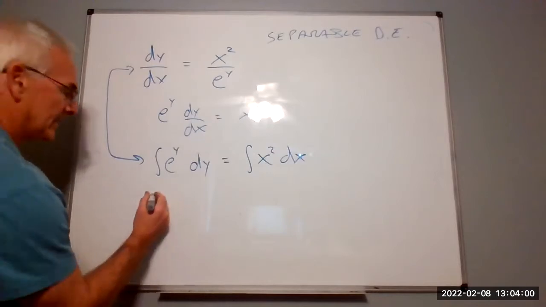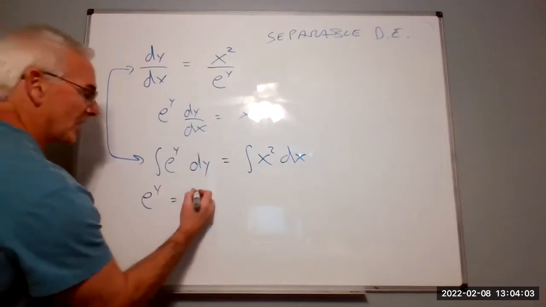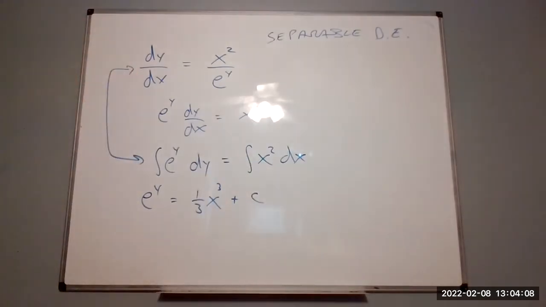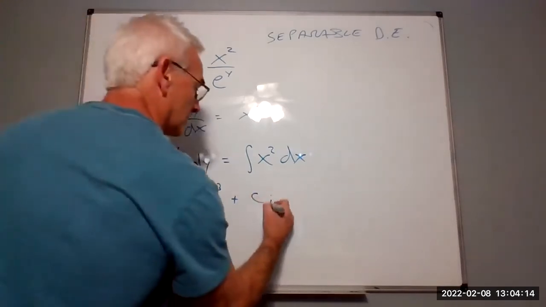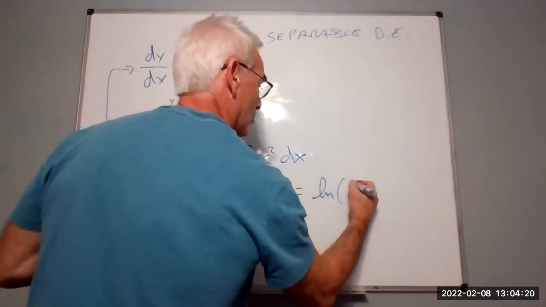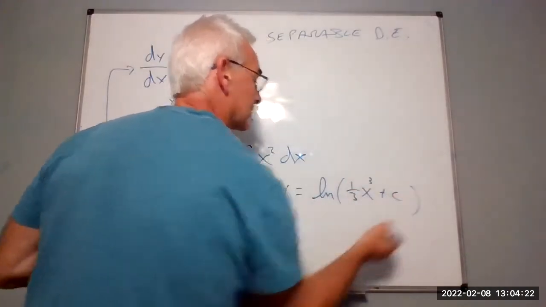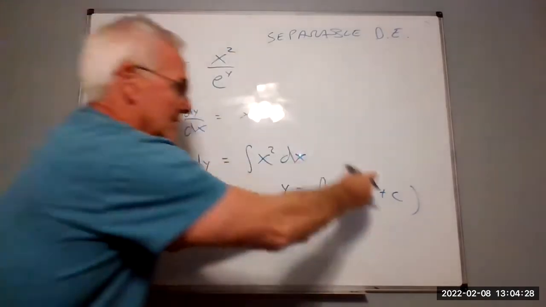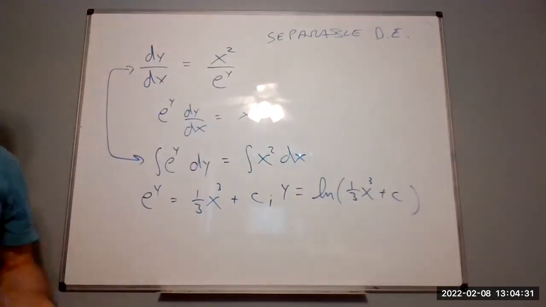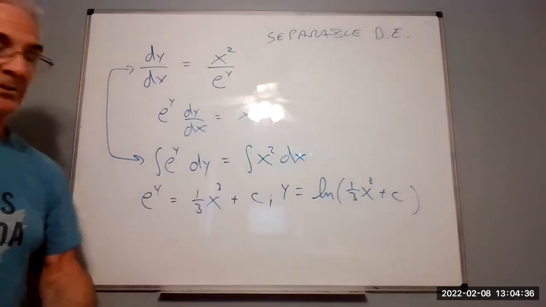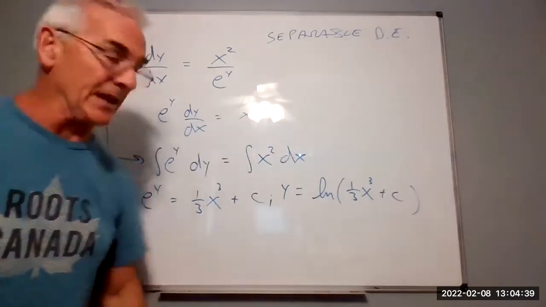So the left side is e to the y. The right side would be 1/3 x cubed. I only need to put the plus c once, so I'll put it on the right side. And I said, if possible, we want to write y equals. So y equals natural log of 1/3 x cubed plus c. So the solution to this separable differential equation is this function right here. If I gave you an initial condition, that would allow you to solve for the c. If I don't give you an initial condition, then that's the answer, and you just walk away. You're okay with that, right?